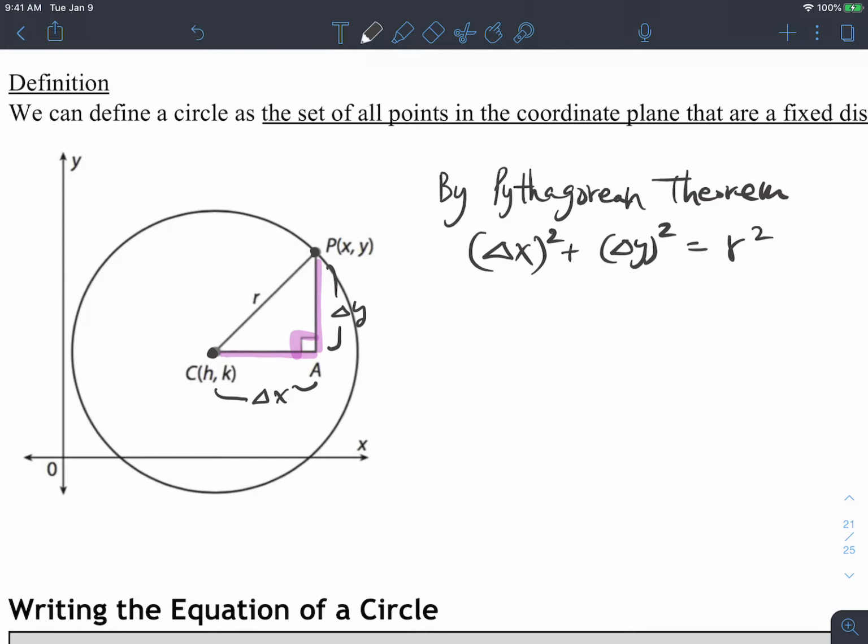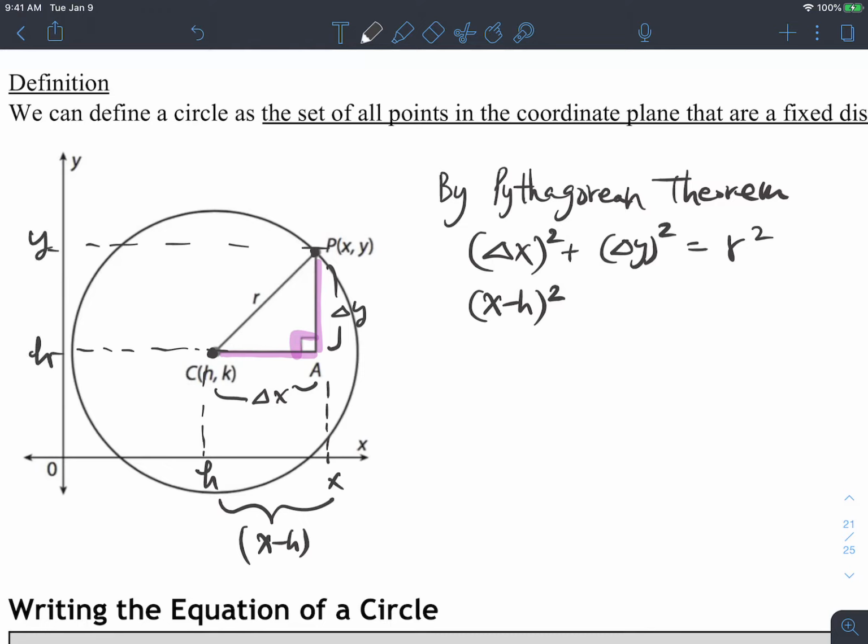But if you look at this, how is the change in x defined, right? If you bring it down here, that's x. And if you bring that down here, that is h. And to find the value, the change in x is x minus h. So I substitute the value over here, guys. All right. Same thing happens all the way across. That is k. If you go all the way across here, that is a y value. And that length is y minus k, isn't it? So that is the equation, guys.